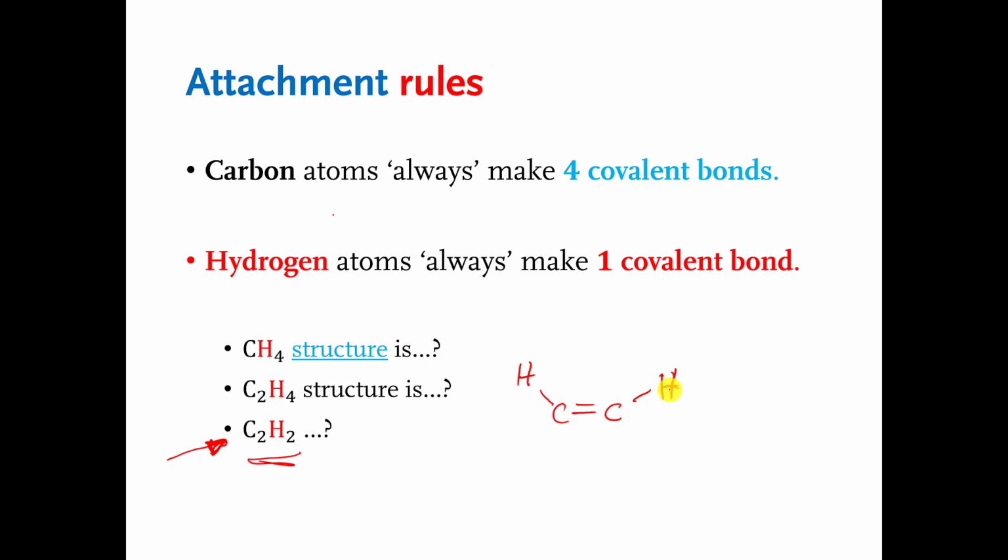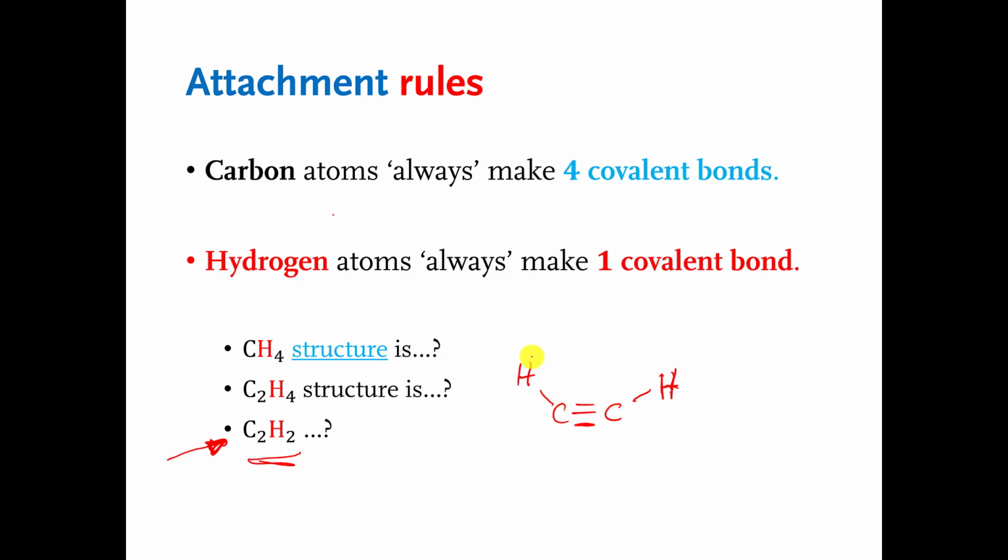If you look again, we are breaking a rule. This carbon here has only 1, 2, 3 covalent bonds, but it needs 4. Same thing is true for the other carbon. So the only way to fix this is to put a triple covalent bond in between the carbon atoms. Now this carbon over here has 1, 2, 3, 4 covalent bonds. So does the other carbon on the other side.